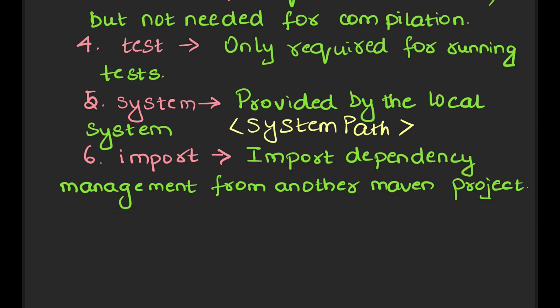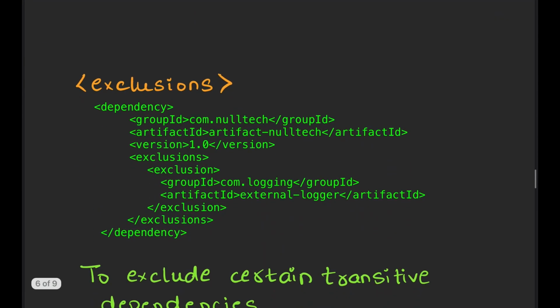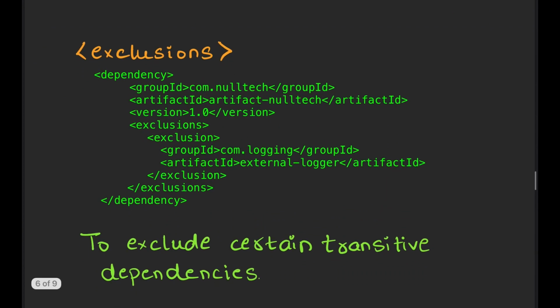Now let us look at the exclusions element. By default, Maven will automatically include transitive dependencies when you add a dependency to your project. The exclusions element enables you to exclude specific transitive dependencies if necessary.